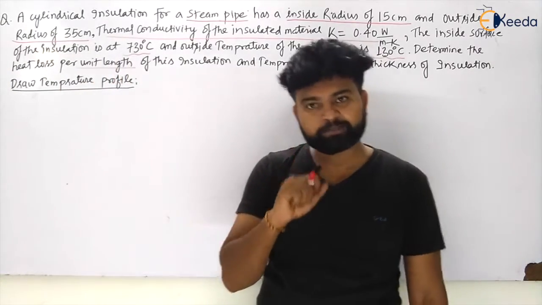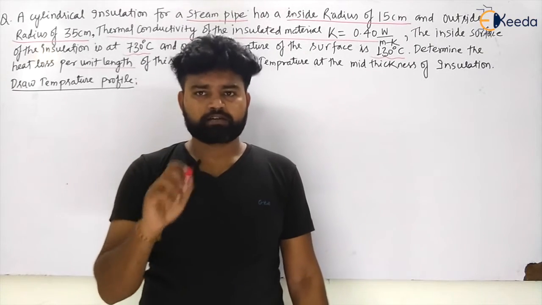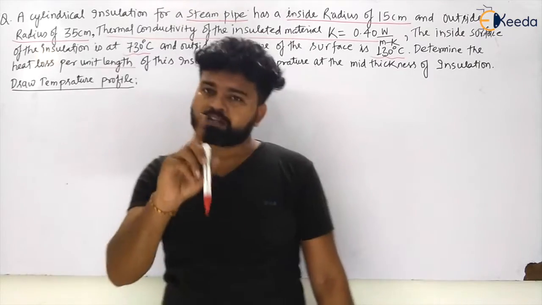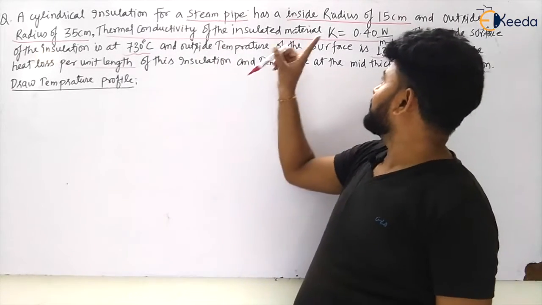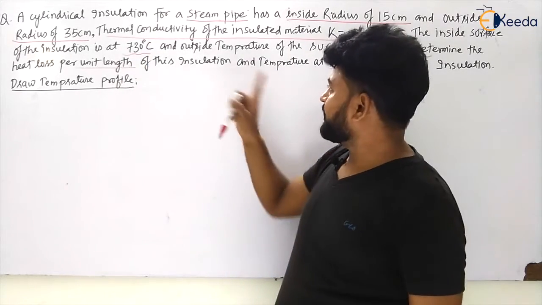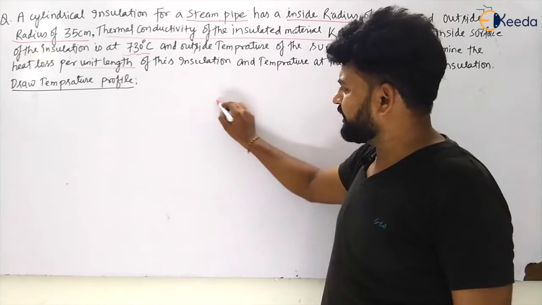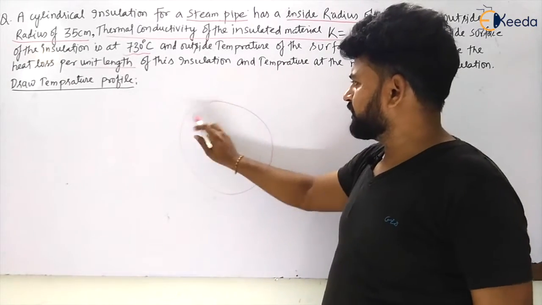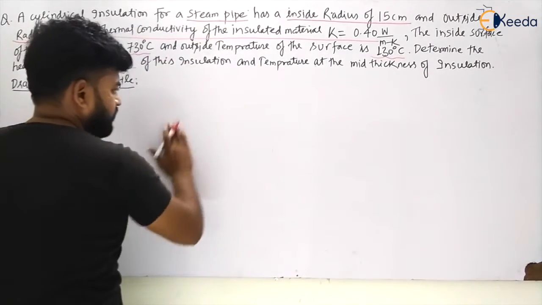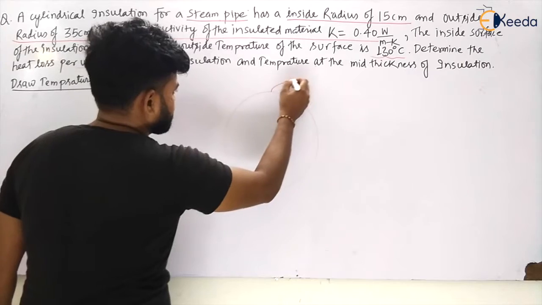So my dear students, he has given us a cylinder, a steam pipe in which steam is flowing. The inside temperature is 730 degrees Celsius, and the outside temperature of the surface is 130 degrees Celsius. Let us say there is a steam pipe, my dear students. This is your steam pipe.